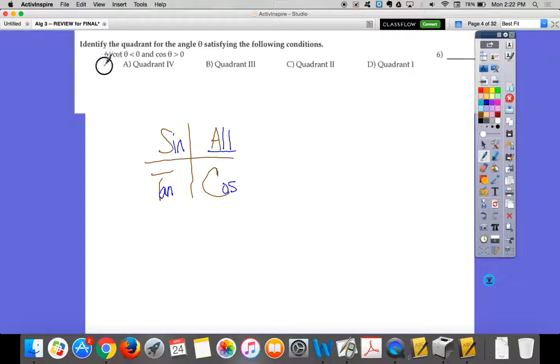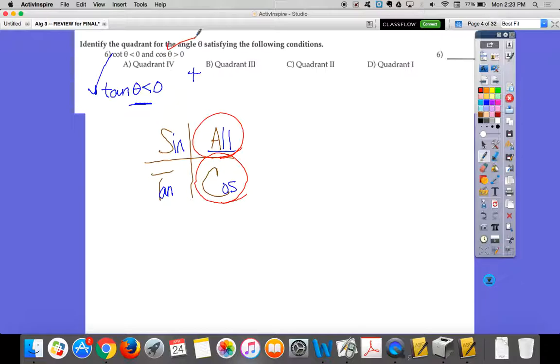We don't normally think with cotangent. The reciprocal of cotangent is tangent, so this still means tangent has to be negative. And we want cosine to be positive. So let's start with the easy one, the one that was kind of obvious. Cosine being positive. Everybody's positive here, and cosine is positive here. So we did this one.